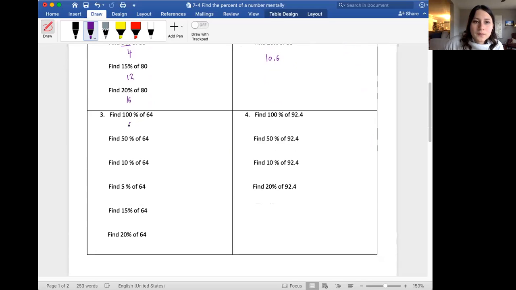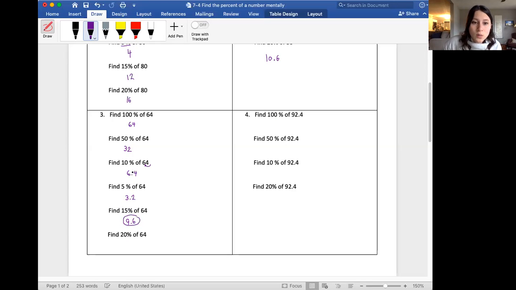Okay, so let's take a look. 100% of 64 is 64. Half of 64, 50% of 64, that would be 32, right? Divide 6 by 2, divide 4 by 2, 32. 10% of 64, move that decimal over, 6.4. 5% of 64 would be half of 6.4, so that's 3.2. And then 15% is 10% plus 5%, so I'm going to add them. 4 plus 2 is 6, 6 plus 3 is 9, so it's 9.6 there.